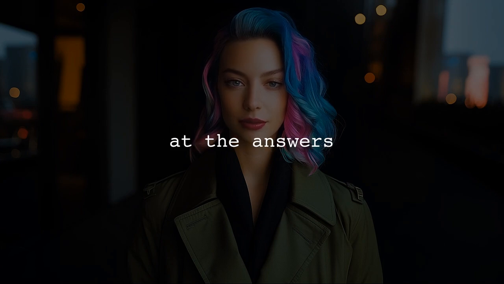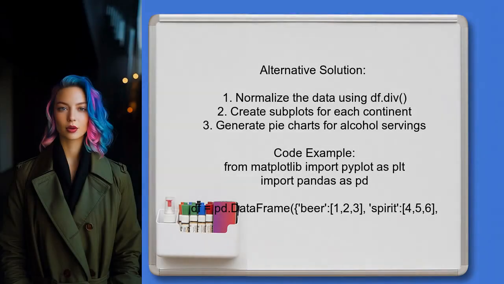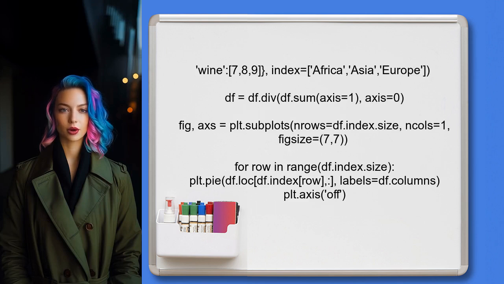Now, let's look at the answers provided by other users. This user provides an alternative approach using Matplotlib and Pandas to create multiple pie charts for each continent. They suggest first normalizing the data by dividing each value by the row sum. Then, they create subplots for each row and generate a pie chart for each continent's alcohol servings.